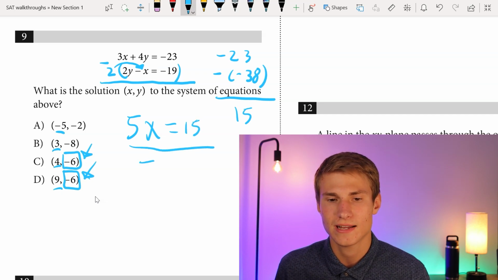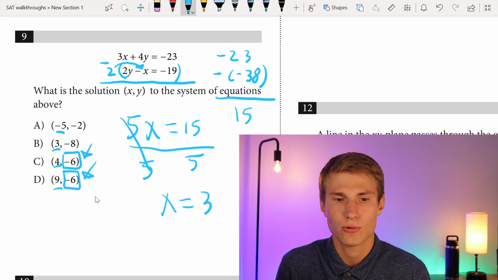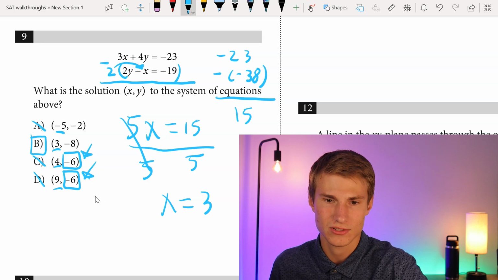From there, I go ahead and divide each side by 5. 15 over 5 is going to leave me with 3. So I'll have x is equal to 3. Now that I know what x is equal to, I can go and answer my question, and I know that's going to be answer choice B as my answer.